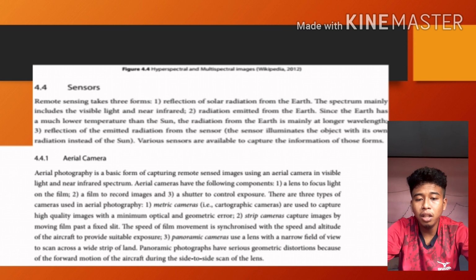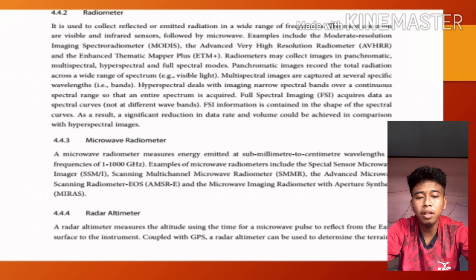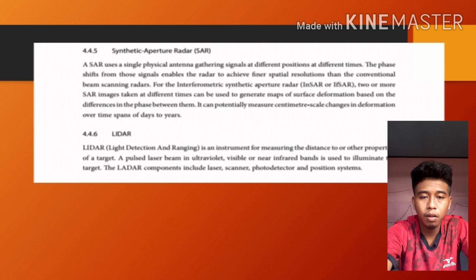Now point 2, radiometer. A radiometer is used to detect or measure emitted radiation in a wide range of frequencies. The most common are visible and infrared sensors, followed by microwave. Point 3, microwave radiometer. A microwave radiometer measures energy emitted at sub-millimeter to centimeter wavelengths. Now the radar altimeter. A radar altimeter measures altitude using the time for a microwave pulse to reflect from the Earth's surface to the instrument. Point 5, synthetic aperture radar, or SAR.